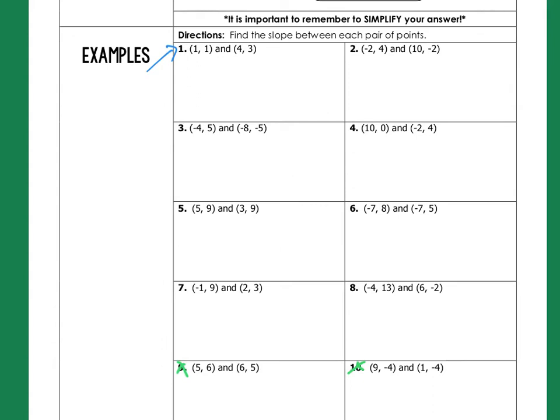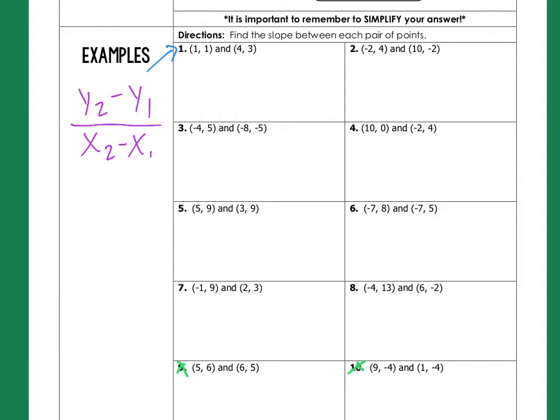I'm going to change this up just a little bit. It's important to realize that we need to label these points. We're only going to try to do examples 1 through 8, and we will try and get you moving on to the next thing. Again, remember that our formula is y2 minus y1 over x2 minus x1.